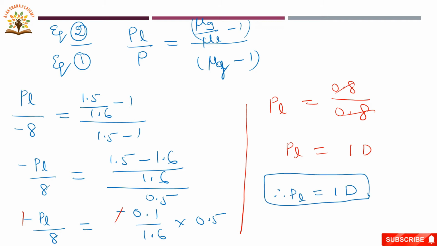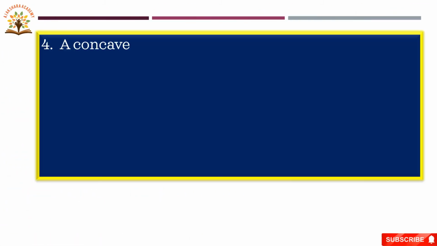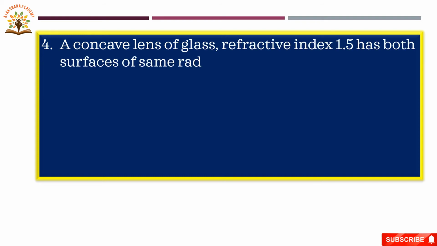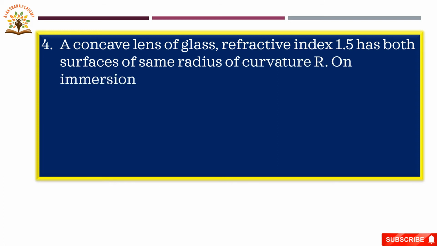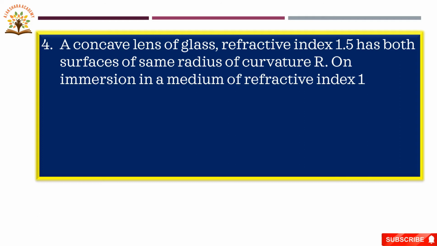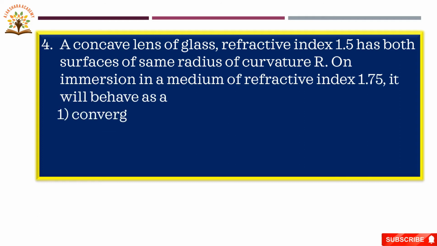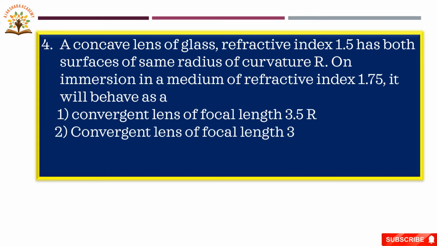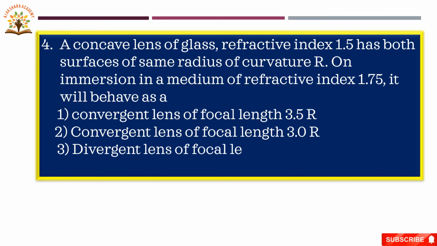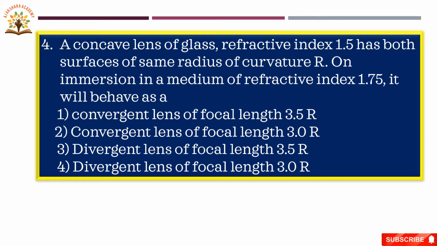Okay, next we will go to the next question. A concave lens of glass, refractive index 1.5, has both surfaces of same radius of curvature. On immersion in a medium of refractive index 1.75, it will behave as A. Here we have to find whether after immersion in a medium, this lens behaves as a converging lens or a diverging lens. Now let us go to the solution.